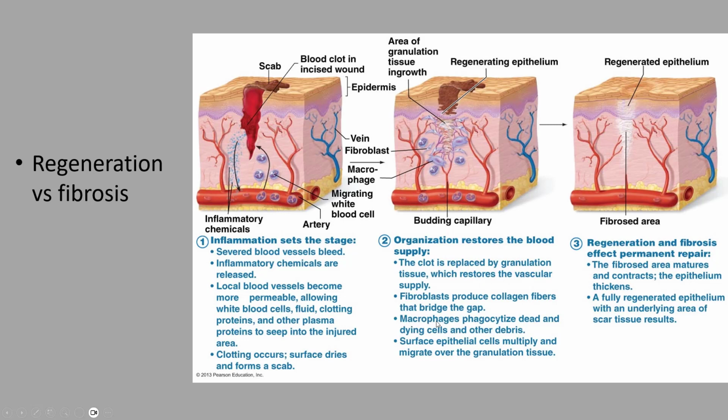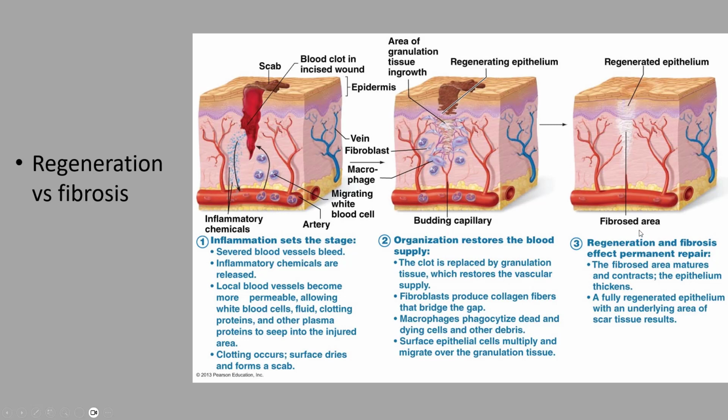Macrophages, remember the big cells that eat things, are going to phagocytize both our own dead cells and cells that are dying, other debris that's in the area, any bacteria that may have gotten in. And surface epithelial tissue is going to start to go through mitosis very rapidly. It's going to spread across that granulation tissue. It's going to start replacing anything that's there that is not epithelial tissue, trying to fill it back in with what we started with.